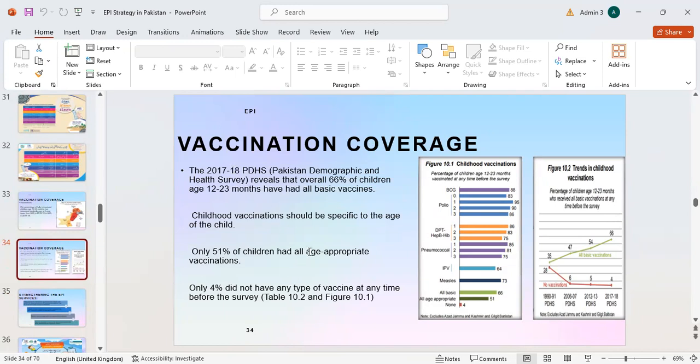Childhood vaccination should be specific to the age of the child. Only 51% of children had all appropriate vaccines, and only 4% did not have any type of vaccine at any time before the survey, as shown in this figure.